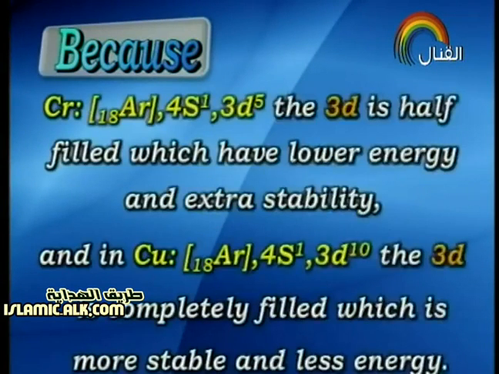Because the configuration of chromium is argon 18 4s1 3d5, here the 3d sublevel is half filled, which has lower energy and extra stability, while copper has the configuration argon 18 4s1 3d10, the 3d sublevel is completely filled, which is more stable and has less energy.